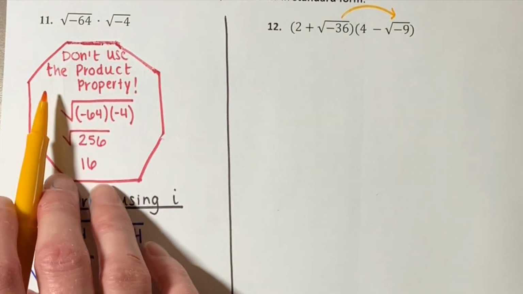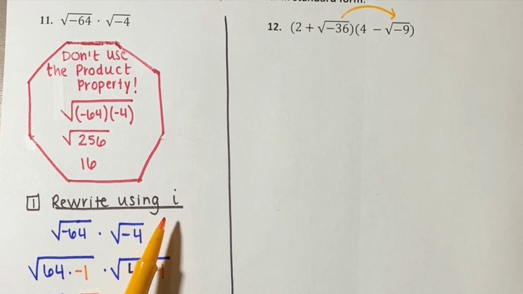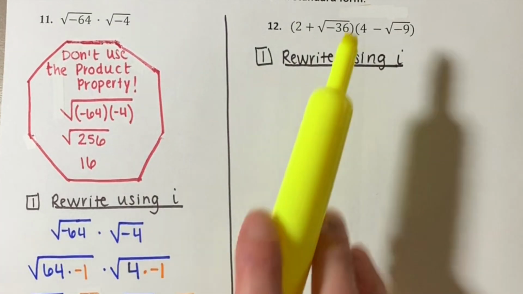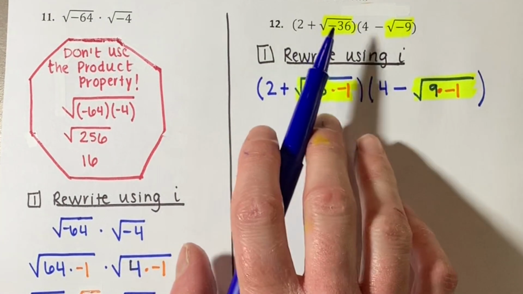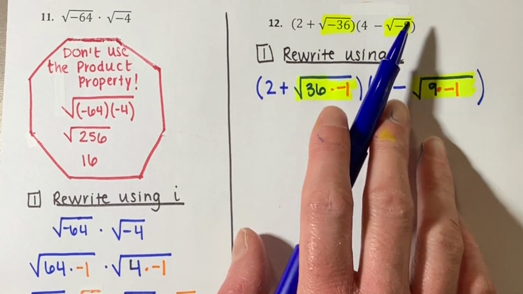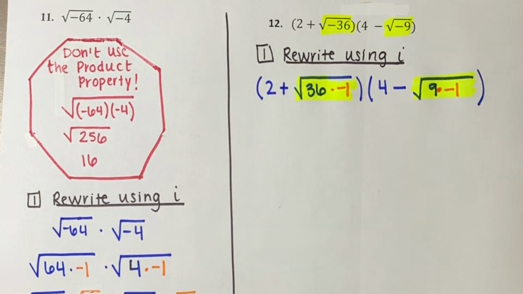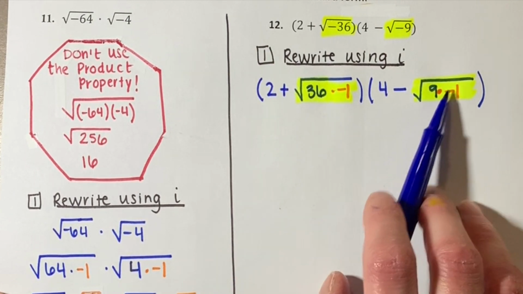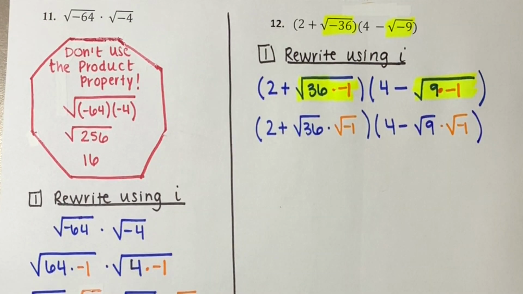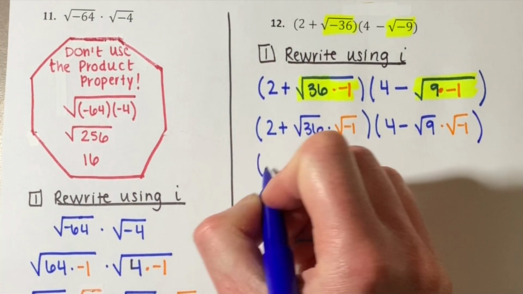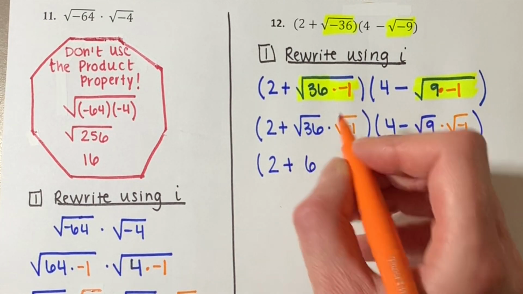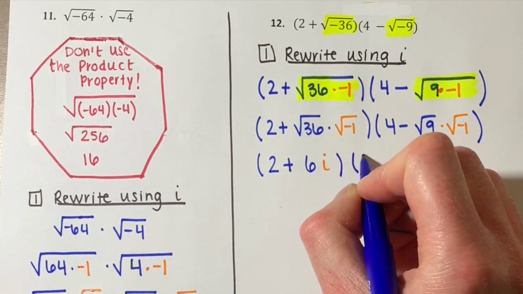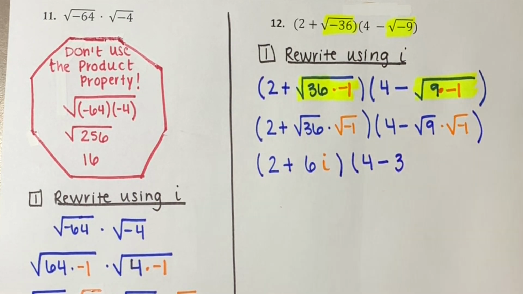Instead of using the product property of radicals, we want to rewrite using i as our first step, just like we did over here. So I'm going to focus on these two square roots of negative numbers and rewrite them using i. First, I rewrote negative 36 as 36 times negative 1, and I rewrote negative 9 as 9 times negative 1. Next, let's pull this apart into two separate radicals. Now let's simplify those radicals. Square root of 36 simplifies to 6. Anytime we see the square root of negative 1, we replace it with i. Square root of 9 simplifies to 3, and the square root of negative 1 is always rewritten as i.